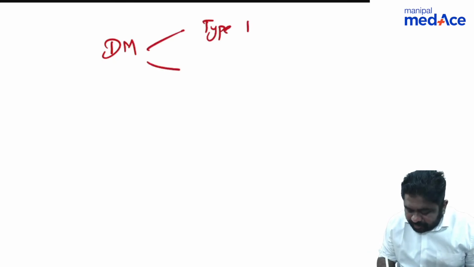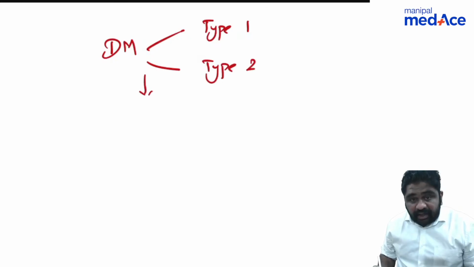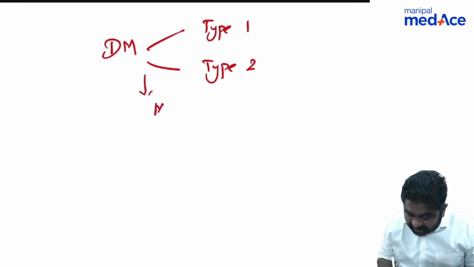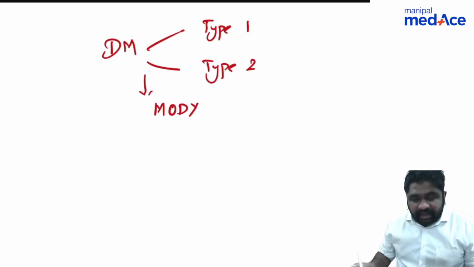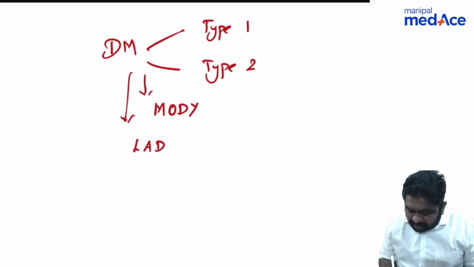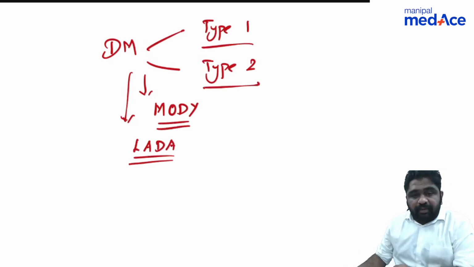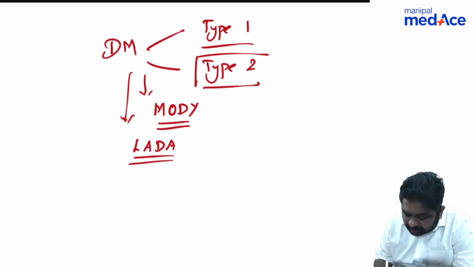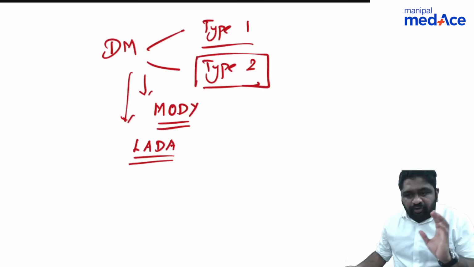We have type 1, we have type 2, and we have maturity onset of diabetes in the young, and we have latent autoimmune diabetes in the adults. We have type 1, type 2, MODY and LADA. Now, out of which this type 2, I'll just give you a gist of whatever they are.